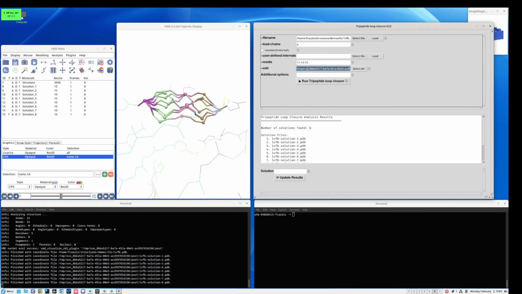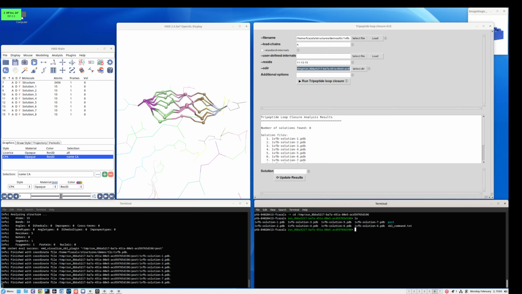And to conclude, as you can see, there is an output directory there, and if you go in this output directory, you will find the structures which have been generated, and here one structure for each solution.